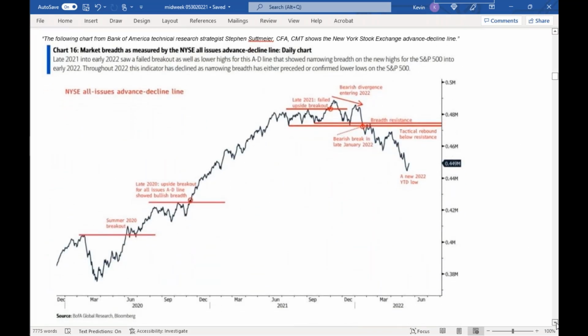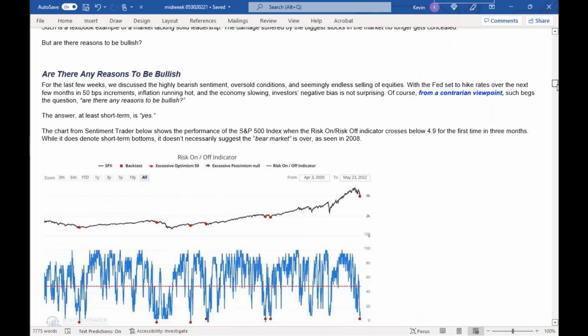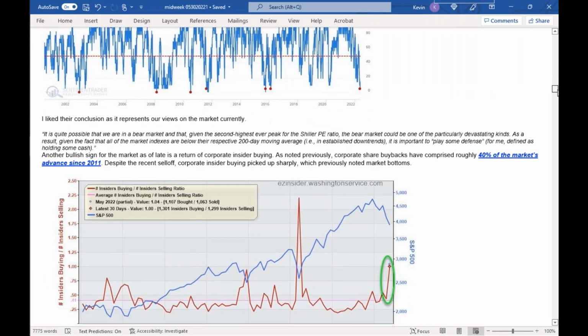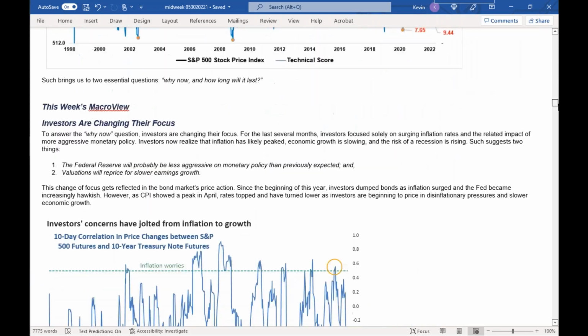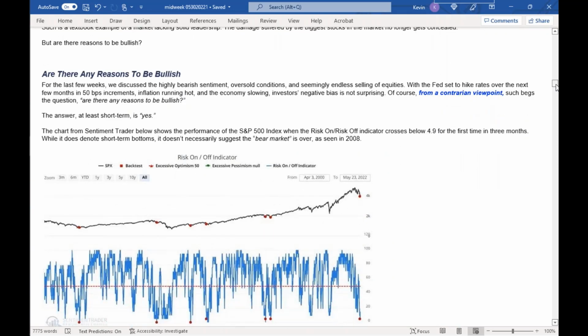More advanced decline daily chart. Hey, if there are more decliners than advancers, the market's going down. That's pretty easy to understand. I liked, are there any reasons to be bullish? I'm just going to go and run to his, are there any reasons to be bullish, right?